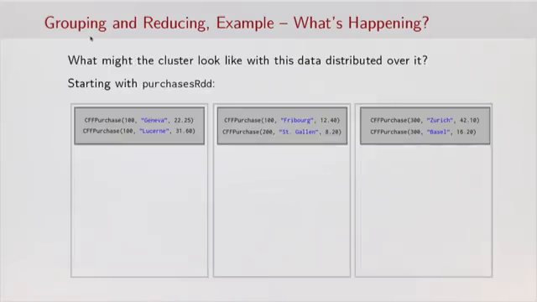So let's start with the data in the purchases RDD. Let's imagine that we have 3 nodes, this one, this one, and this one. And we split up our data over these 3 nodes evenly. Since we have 6 data elements in the purchases RDD, that means for the sake of this example, we can put 2 elements on each node. So 2 here, 2 here, and 2 here.